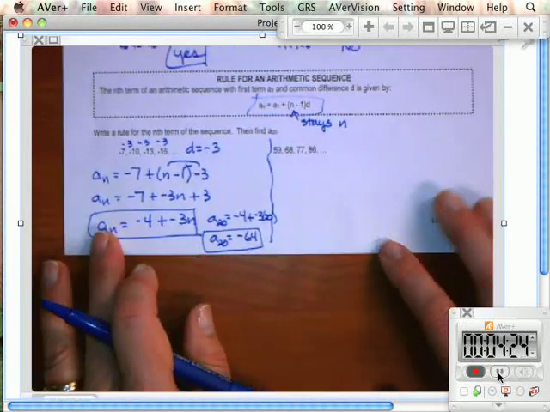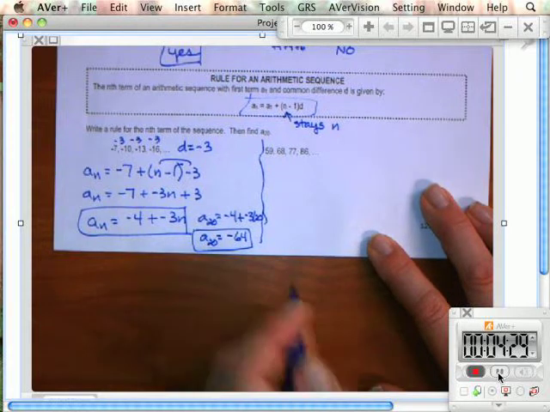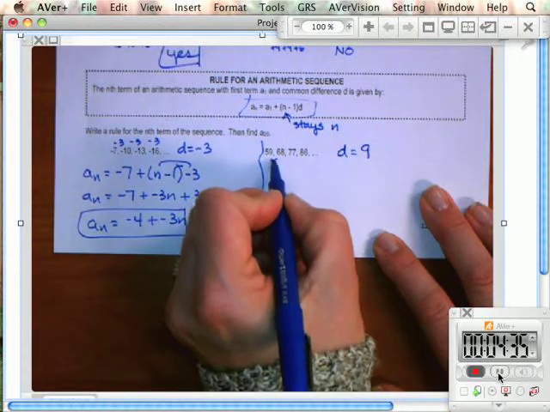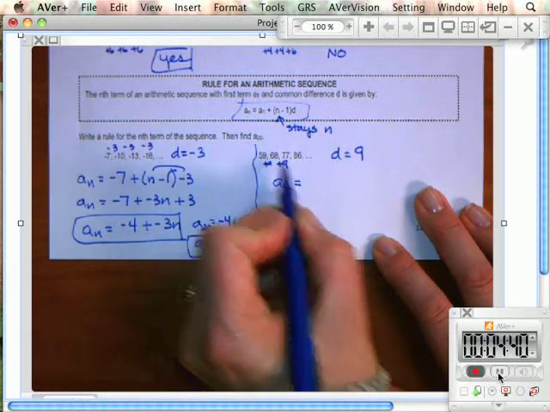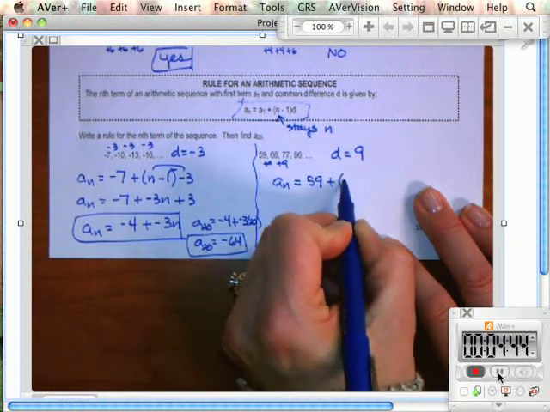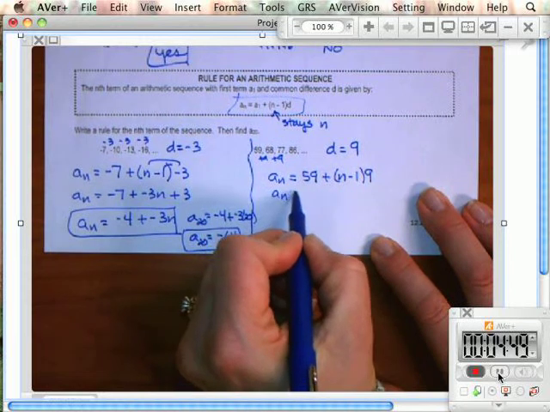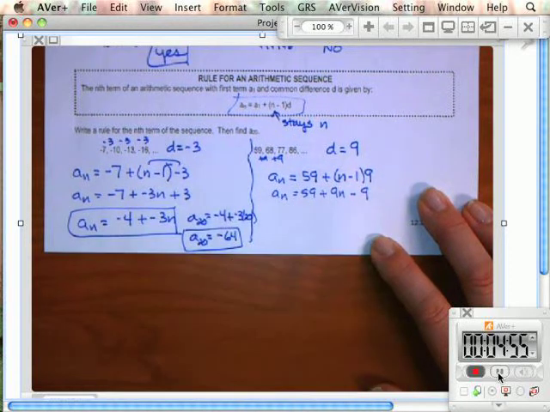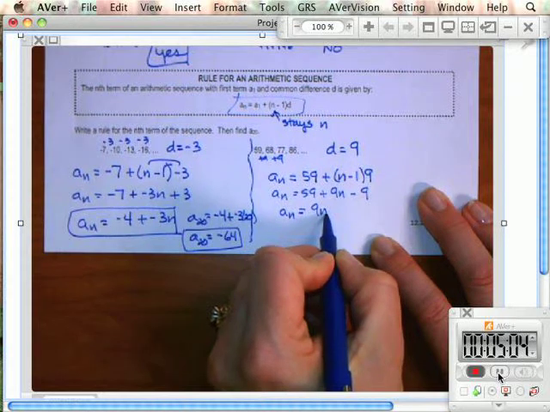Okay, let's do one more then. What's the difference here? Plus what, plus what, plus what? Plus 9 straight across. So D is 9. So again, let's plug in what we know. The first term here is 59. I keep n in the formula, and I multiply that by the difference, which is 9. So A of n equals 59 plus 9n minus 9 when I distribute that 9. I'm going to write it this way this time. It doesn't really matter how you write it.